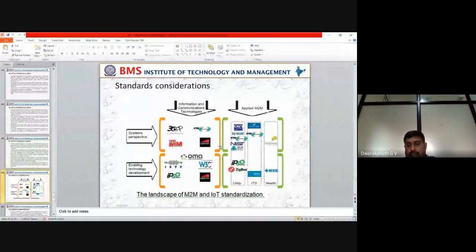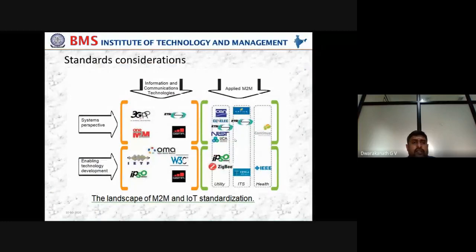Coming to the next thing. Now you can see standards considerations. What are the standards considerations? This is the last topic in this particular model.